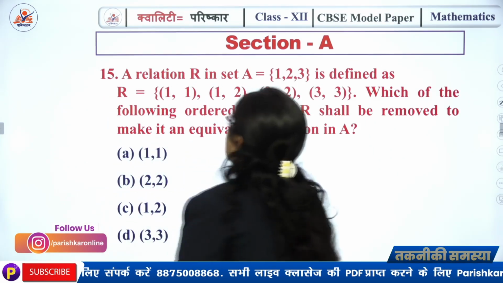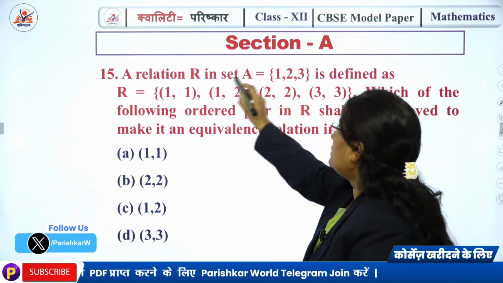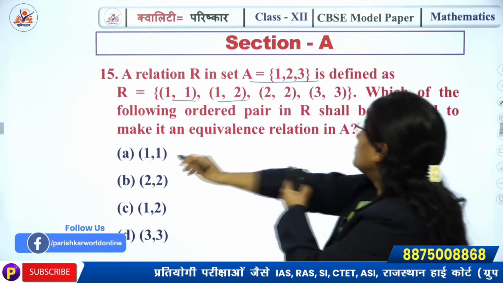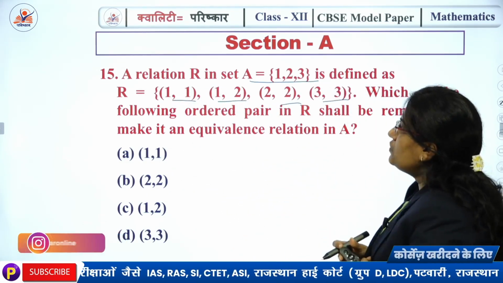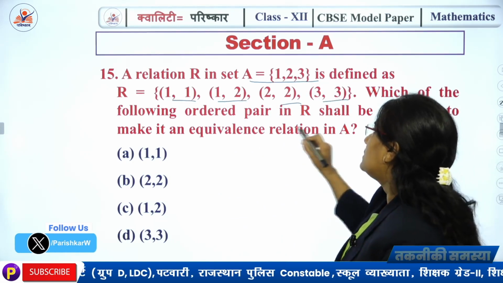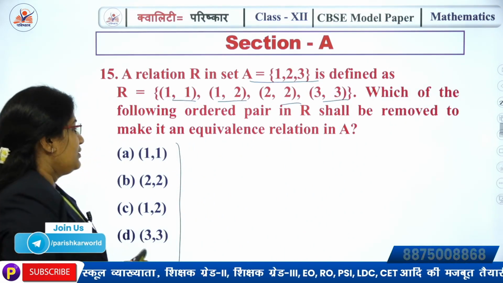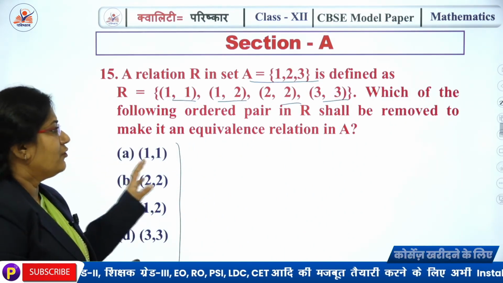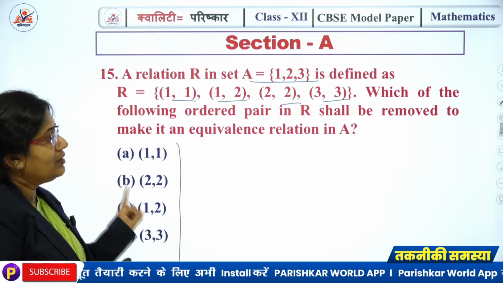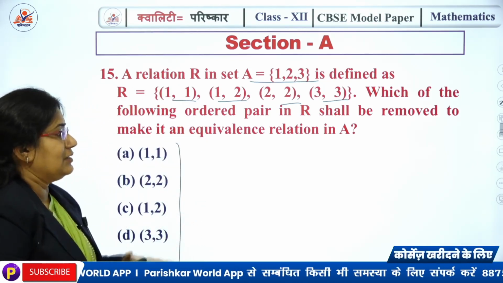A relation R in set A = {1, 2, 3} is defined by (1,1), (1,2), (2,4) and (3,3). Which of the following ordered pairs in R shall be removed to make it an equivalence relation in A? There are 4 options. We have to remove one option, that means A, B, C or D. We have 4 options. One option will be removed. After that, the relation becomes an equivalence relation.